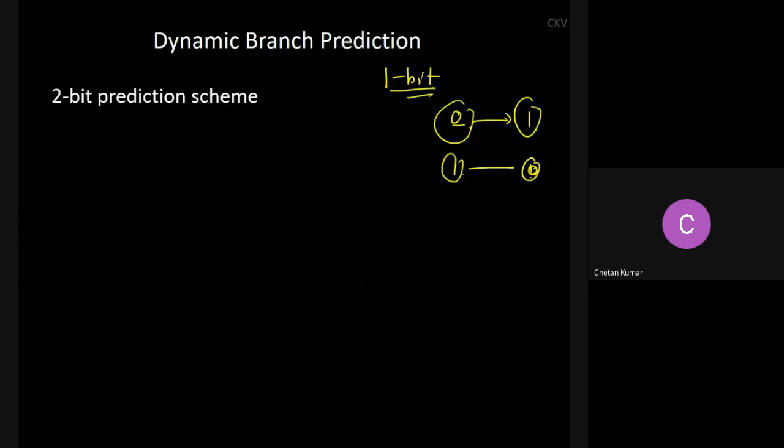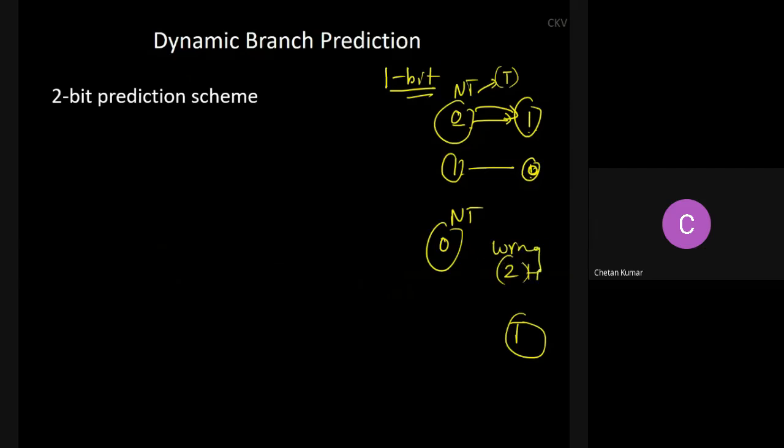In the case of 1-bit prediction, you change the state as soon as you get one wrong prediction. So you are predicting the branch will not be taken, but if your outcome is that the branch is supposed to be taken, you immediately change states. But for a 2-bit prediction scheme, you change your prediction from not taken to taken only if the prediction is wrong twice. Only then you change the prediction from not taken to taken. So that's the idea behind the 2-bit prediction scheme.